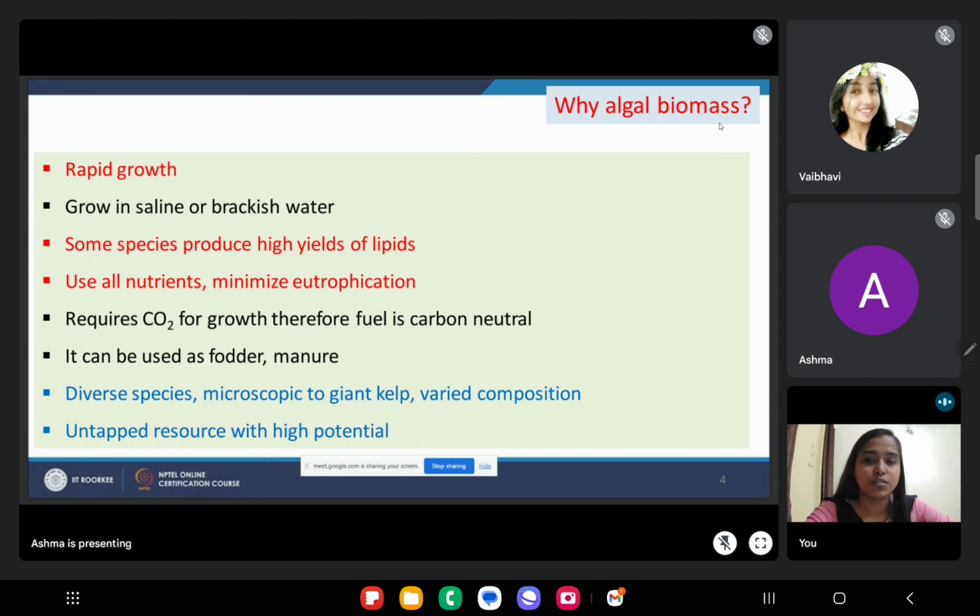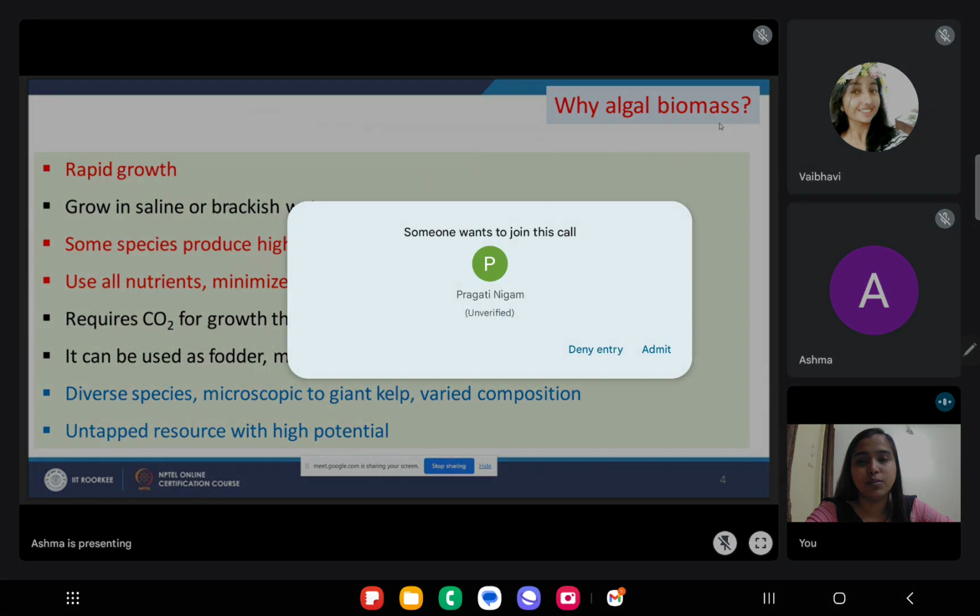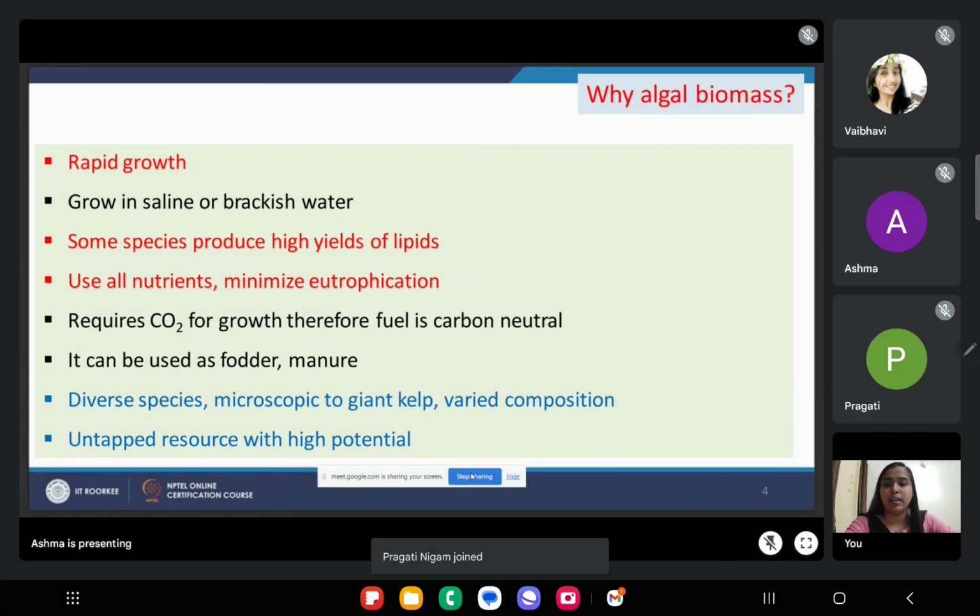Next, it can be used as a fodder for animals, and can also be used as manure for agricultural use. Next, algae are very diverse in nature. They have large, diverse species. They range from microscopic to giant kelp, and their composition is also varied. So, algae are an untapped source with high potential. It can be used for large applications. As we know, it can be used in cosmetics. It can be used in wastewater treatment. It can be used for energy production, and so on.